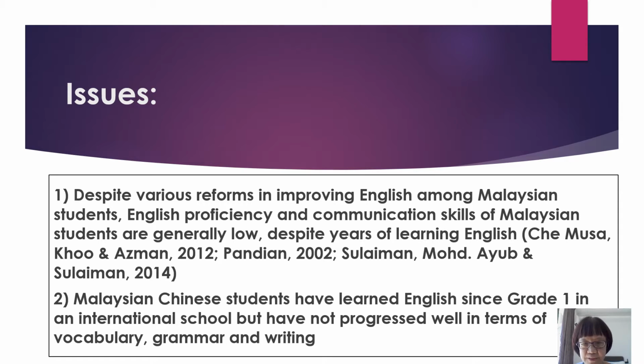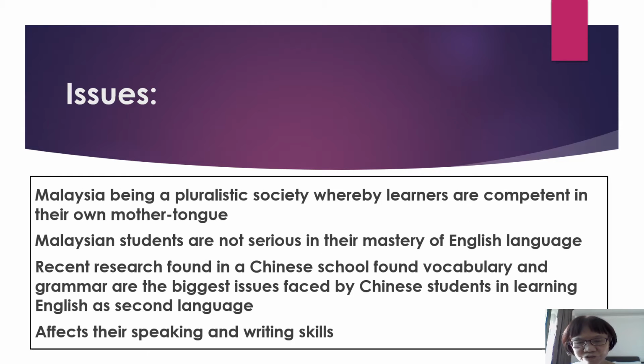In my experience as a teacher in an international school in Malacca, the Malaysian Chinese students have learned English since grade 1, but they have not progressed well in terms of vocabulary, grammar, as well as writing. Other issues include Malaysia being a pluralistic society, whereby our learners are more competent in their own mother tongue. Also, our Malaysian students are not serious in their mastery of the English language.